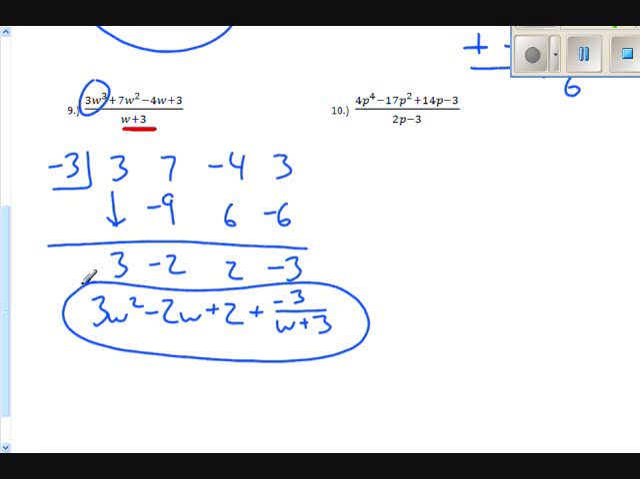Oh, it's just too easy sometimes, Mr. Jansen. Let's take a look at the last one. The last one here, I can't use synthetic division for. Oh no, my good buddy synthetic division.